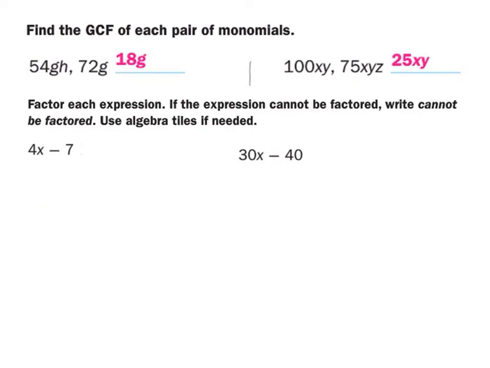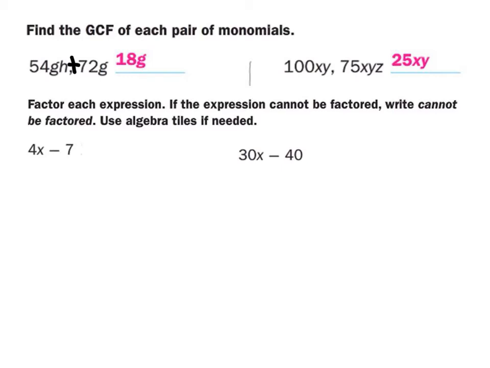Well, now we have expressions, all right? This is going to work exactly the same as the one up here. The only thing is now they put an operation in between, like plus. Okay? You need to find the greatest common factor, and then we need to look at what's left. So let's look at this first one: 4x minus 7.